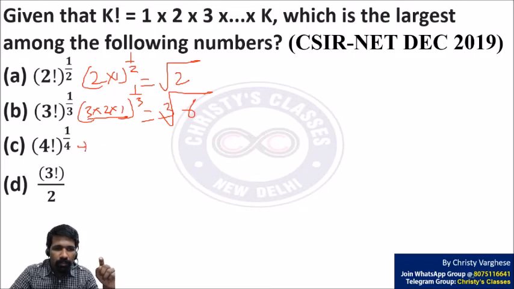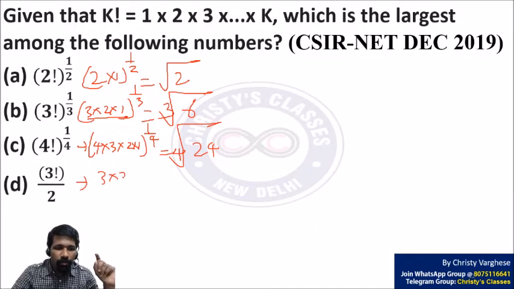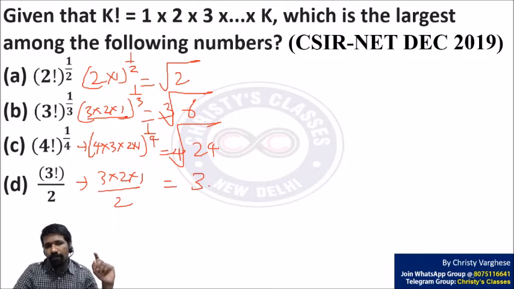And what is this? (4 into 3 into 2 into 1) raised to 1 by 4. 4 into 3 into 2 into 1 is 24. 24 fourth root. And finally 3 factorial is 3 into 2 into 1 divided by 2, that is nothing but 3 itself. These 4 values you are asked to find which is the largest among them. Which is the largest among them.